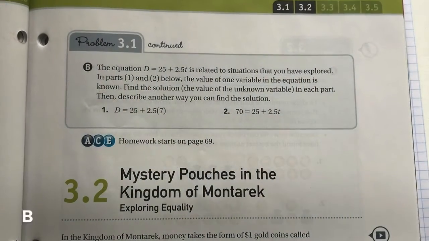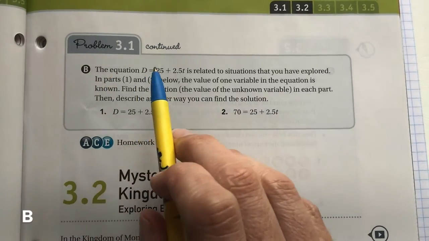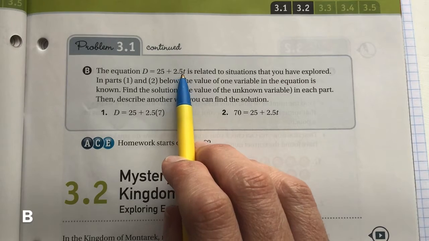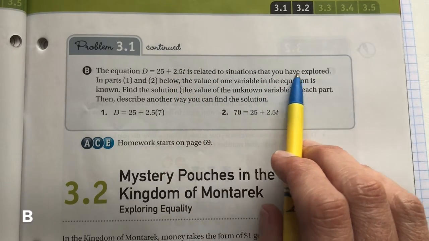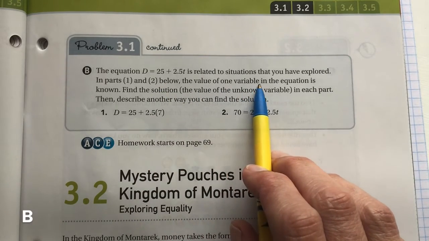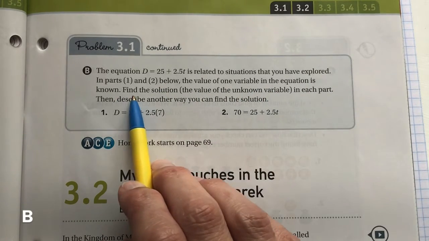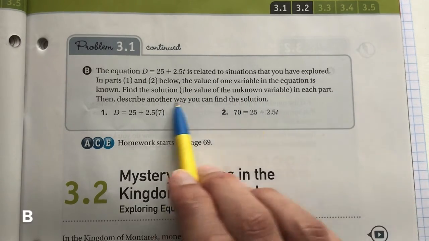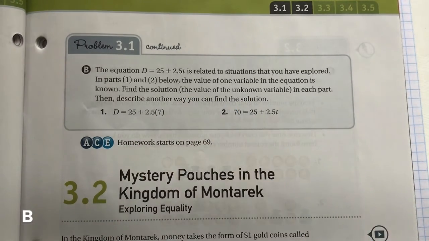All right, guys, moving on to part B. So now we have a new equation. The equation D equals 25 plus 2.5 times T is related to situations that you've explored. In parts 1 and 2 below, the value of one variable in the equation is known. Find the solution, that means the unknown variable in each part. Then describe another way you can find the solution.